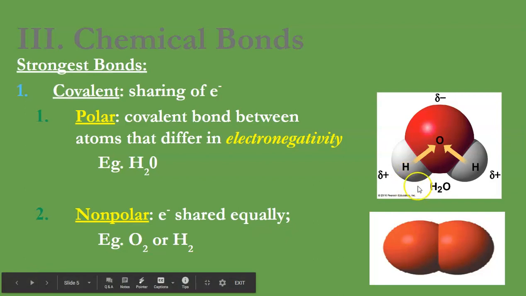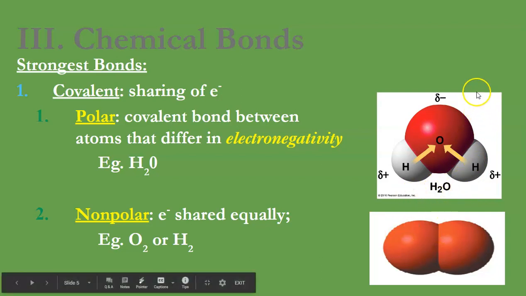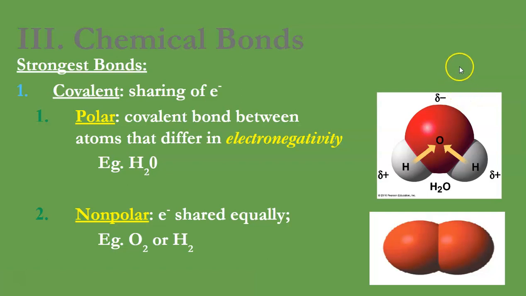So here's the 2 picture examples. Again, we talk about water a lot because that's a super important thing for life. So you can see that the oxygen is pulling the electrons closer to it. So it ends up with a more negative charge because electrons are negative. And then we end up with the H's that are a little bit more positive, whereas it's equally shared among similar molecules.